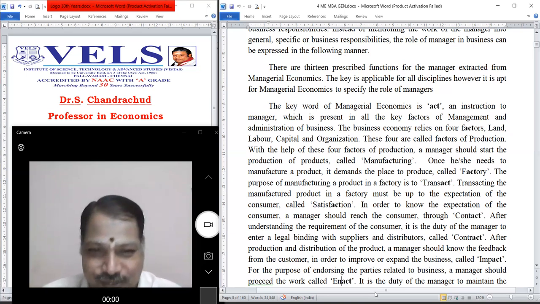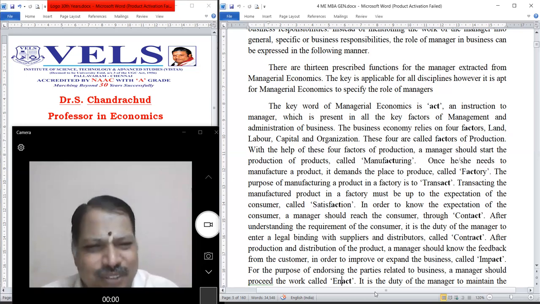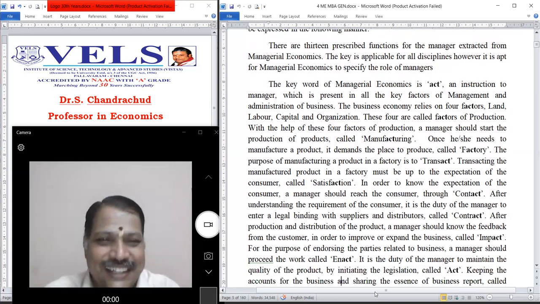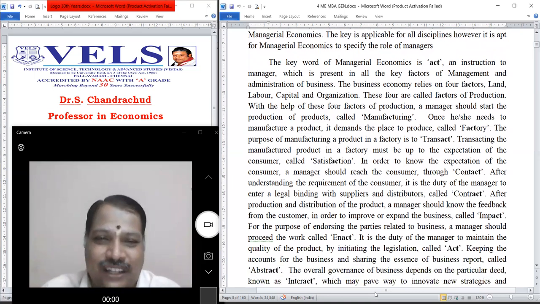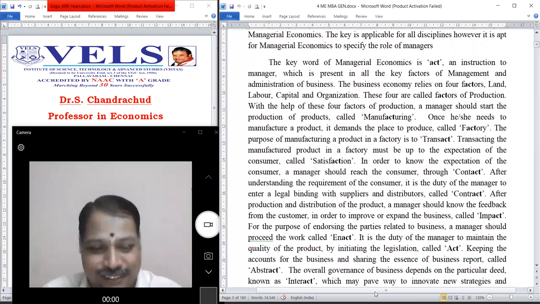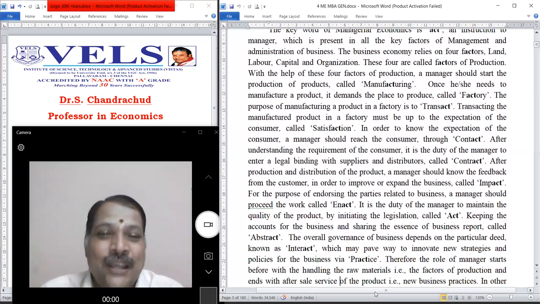The purpose of manufacturing the product in a factory is to transact. See the word transact, ACT is available. Transacting the manufactured product must be up to the expectation of the consumer, which is called satisfaction. See the word satisfaction, ACT is available in that. In order to know the expectation of the consumer, the manager should reach the consumer through contact. See the word, ACT is available.